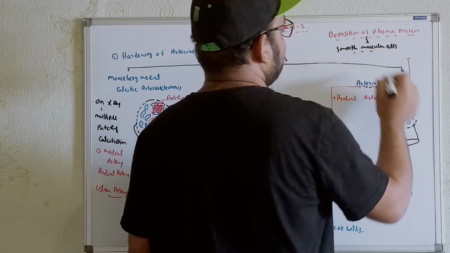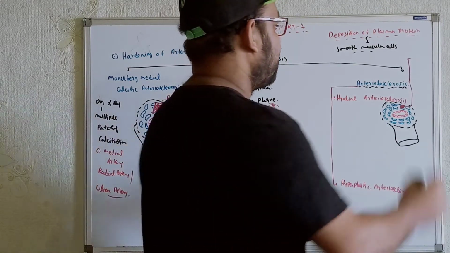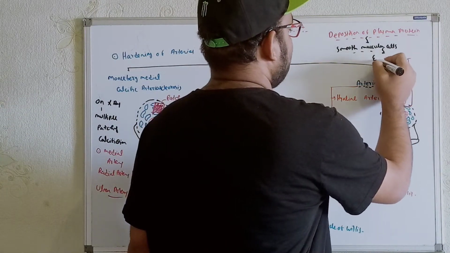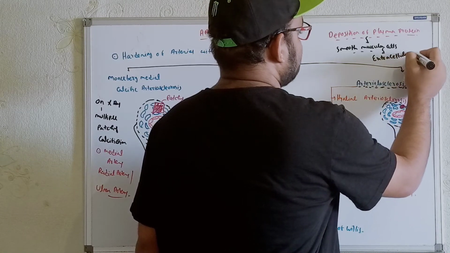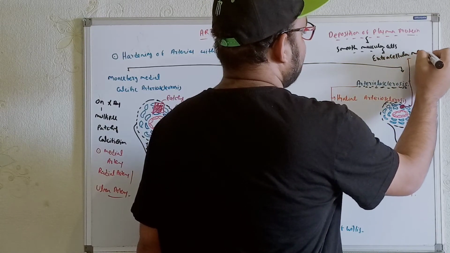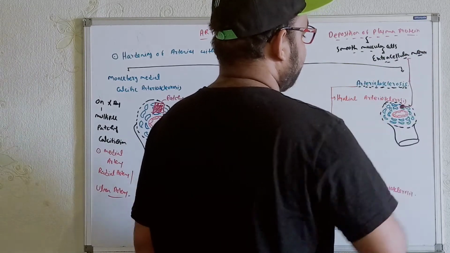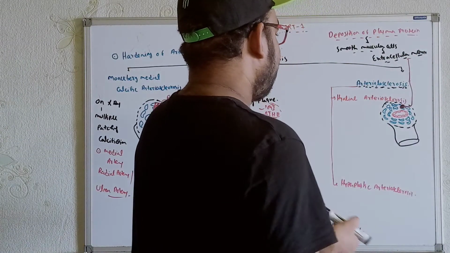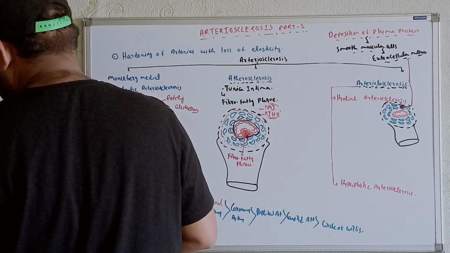Whenever we get the irritation of the smooth muscular cells, as a result, they will secrete the extracellular matrix, and that secreted extracellular matrix will get deposited here. As a result, we will get the development of this type of thing. Hardening arteriosclerosis is the pathophysiology, and we'll talk about all these things in detail.